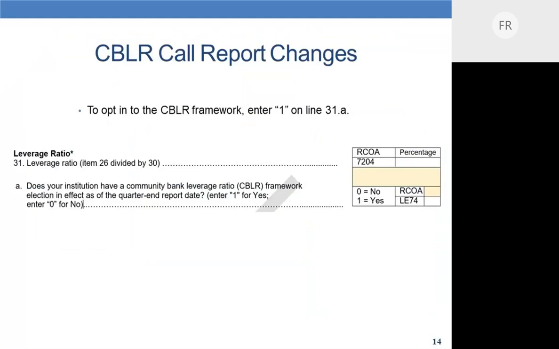This slide here shows the new call report line item, where each bank can elect the CBLR election. You would just simply insert a 1 if you're electing the CBLR and a 0 if you're not.